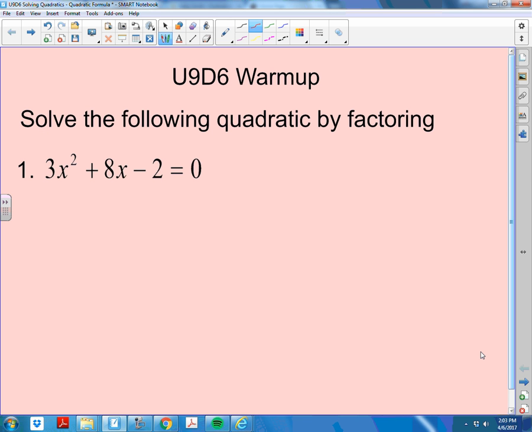Today we're going to talk about the quadratic formula. Warm-up says to solve the following quadratic by factoring. So in order to solve it by factoring, we first need factors. Someone tell me the factors of this quadratic. Why is no one raising their hand? Why could you not find the factors of this quadratic? Griff?